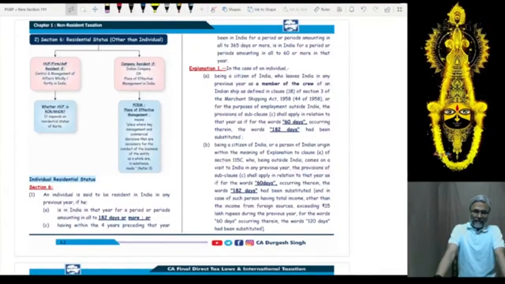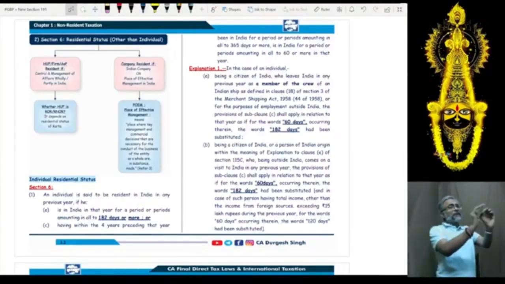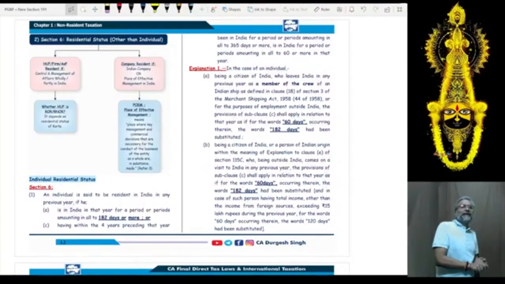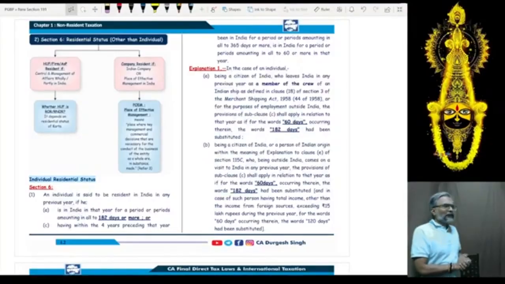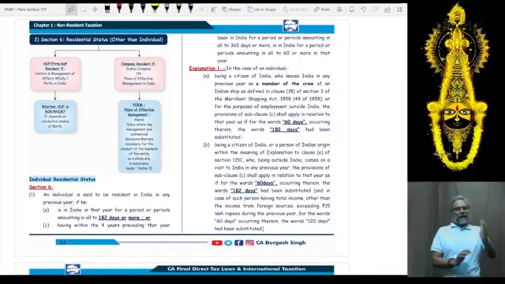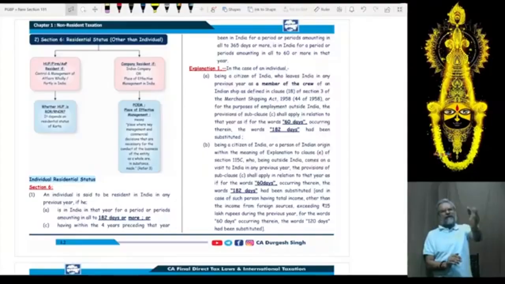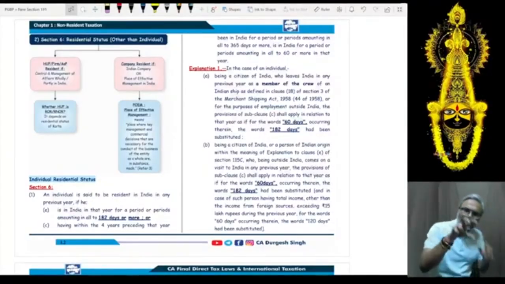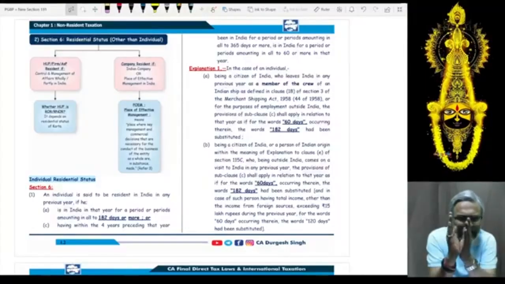A never before confidence you can expect as far as this DT or IDT paper, as the case may be. Let's start. What I'm talking about is that, so far as a resident individual is concerned, here, the test of residential status. Students, please be careful.